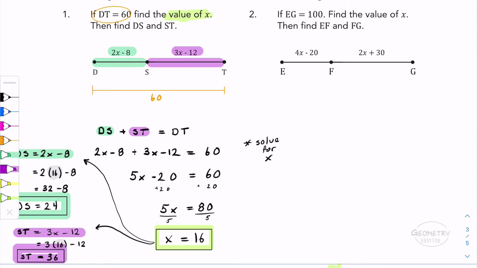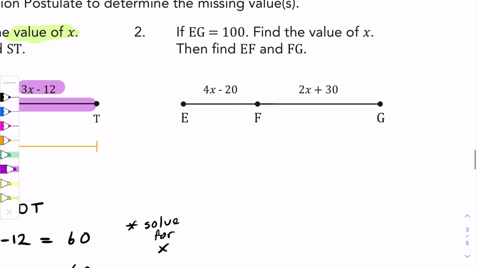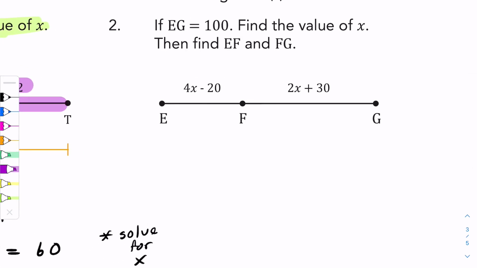Let's look at number 2 a little bit faster. So I'm not going to write out all the steps here. We can skip through a little bit just to make sure we get this problem done a little quicker than the last. Our description tells us that EG is equal to 100. Our directions tell us to find the value of x, then find the value of EF and FG. So we are looking for these two segments.